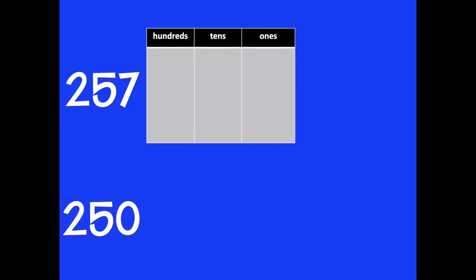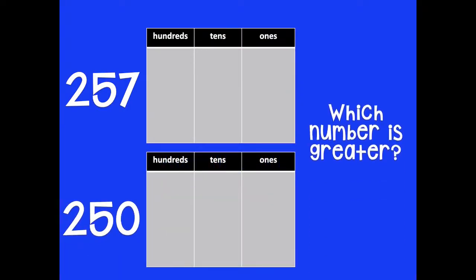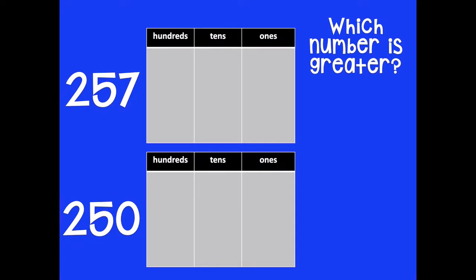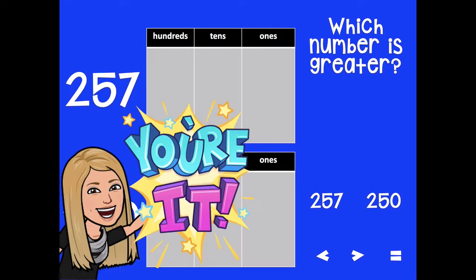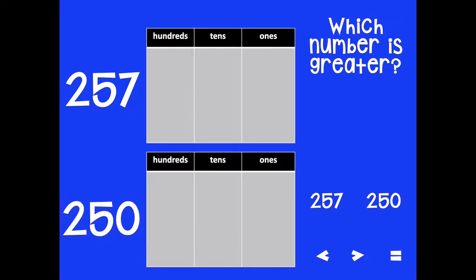All right, let's take a look at another example. So we have 257 and 250. There are my two place value charts. I want you to find out which number is greater, and then you're going to fill in the symbol on your dry erase board. So you're going to pause the video and build these two numbers, 257 and 250, on your place value chart and compare them to see which number is greater, and then write the symbol in between those numbers. So pause the video, do that, and then click play when you're ready to go over it together. All right, friends, make sure to pause if you need more time.